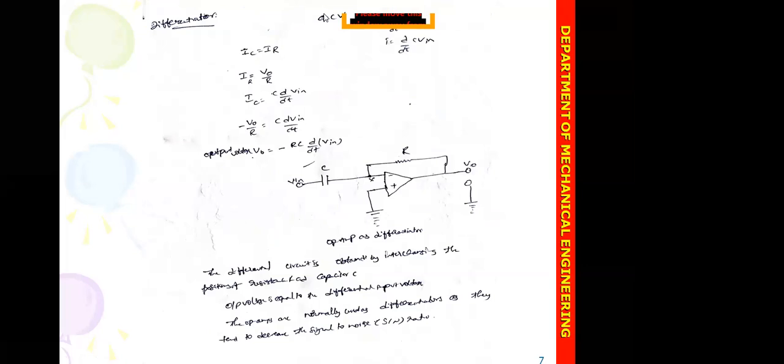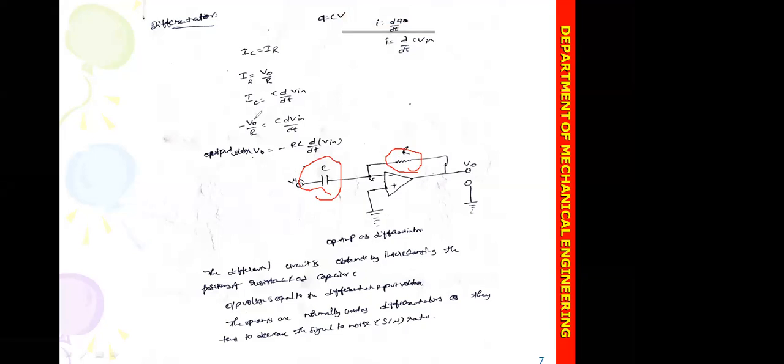The differentiator. All of you know that in the differentiator, the resistor R is arranged in the feedback path from output to the inverting end, and the capacitor is connected to the inverting input, and the non-inverting end is connected to the ground.